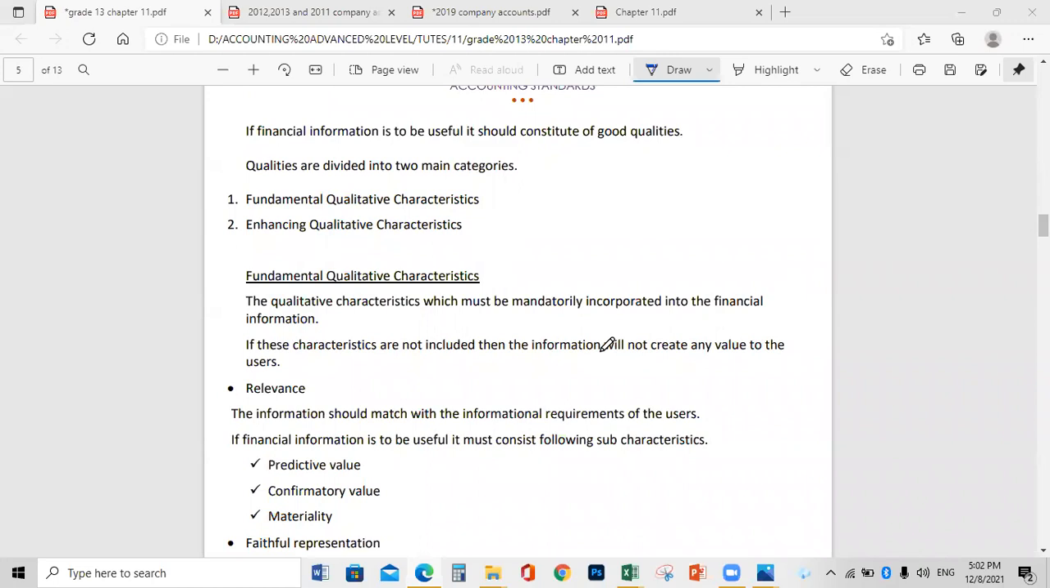If these characteristics are not included, the information will not create any value to the users. So if you don't include fundamental qualitative characteristics, that information becomes useless. Why? Because it is important that it is included in every piece of information. That is why we call it the fundamental qualitative characteristics. Clear? You have to include it. Then after that, let's go to the next one.